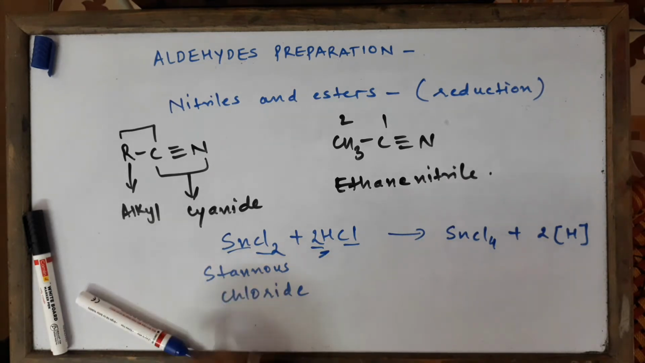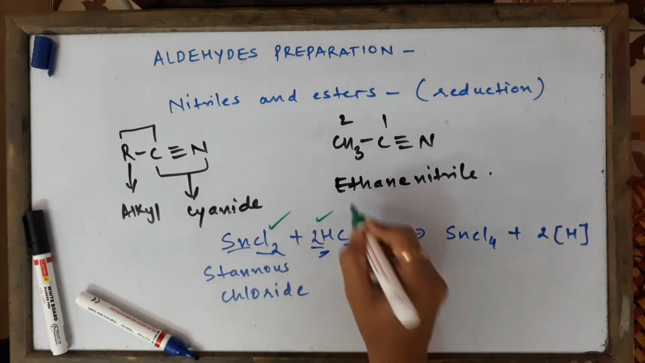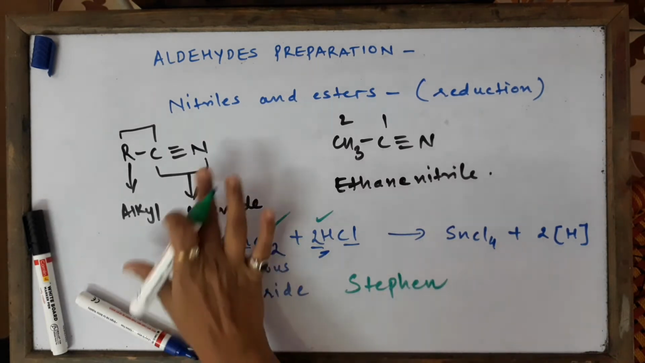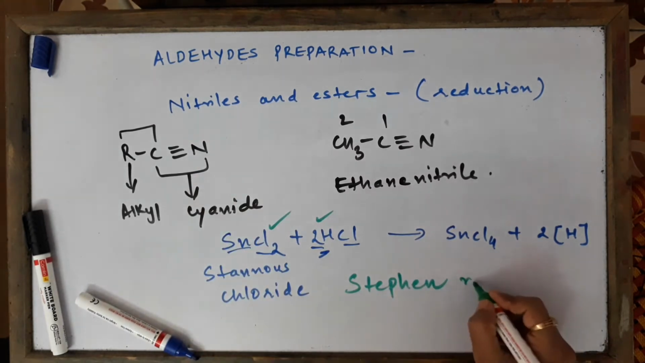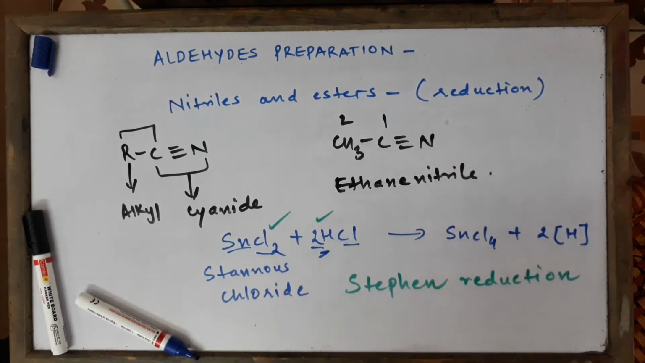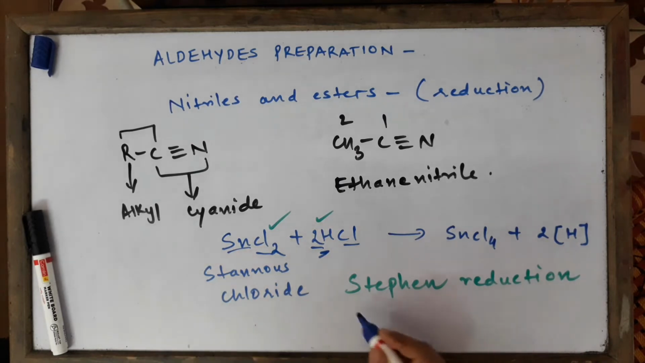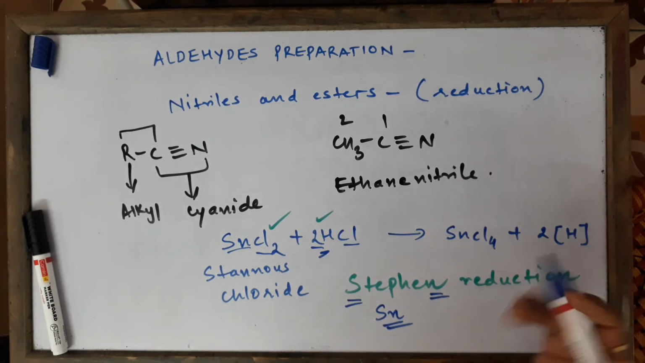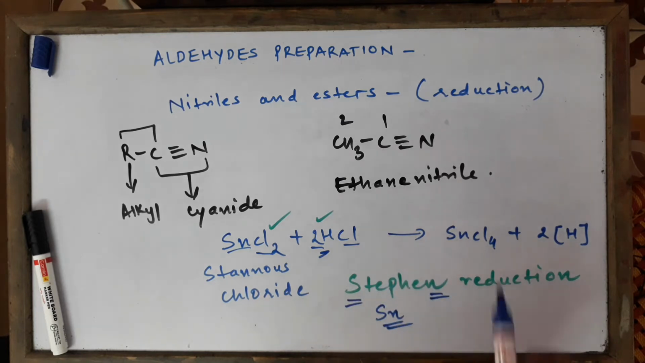The reagent over here, what I am using is stannous chloride plus hydrochloric acid, and when I am using it for reducing the nitriles, that particular reduction is called Stephen reduction. It's very simple for you to remember. Stephen, look at this, Sn, tin, okay? So at least it will remind you in the exam, you will not forget what is Stephen's reagent. So Stephen's reagent is SnCl2 plus 2HCl.